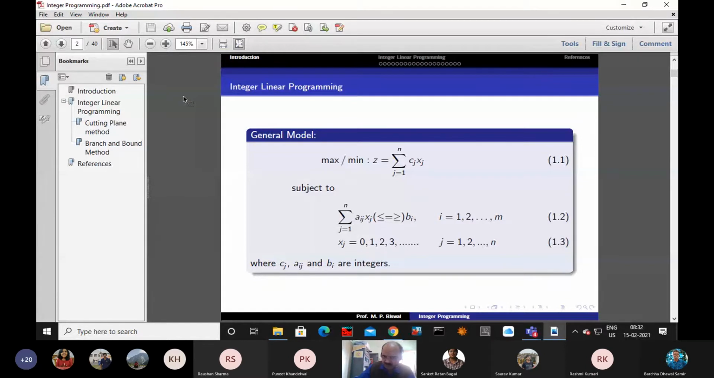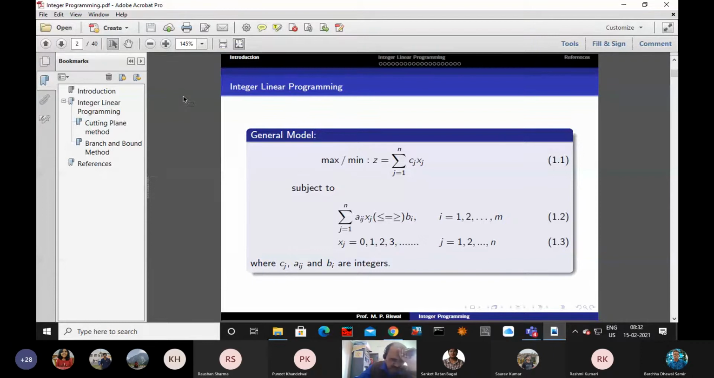These are the constants. So summation over j from 1 to n of aij xj less than or equal to bi. Generally bi is a non-negative integer. The decision variables xj can take the value 0, 1, 2, 3, non-negative integers, but cannot be negative. They are whole numbers, so they are discrete variables. The cost coefficients cj, the technological coefficients aij, and the right hand side constants bi are all integers.